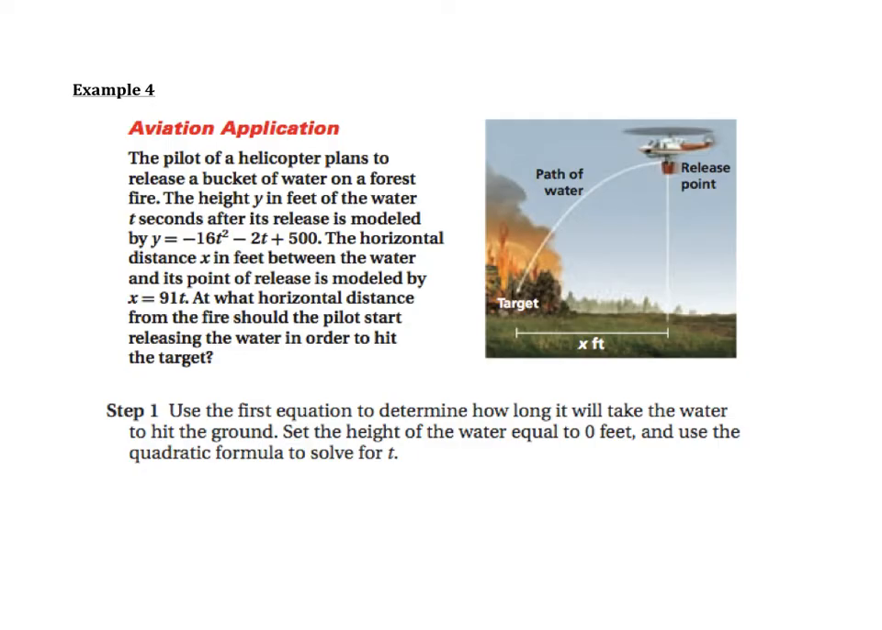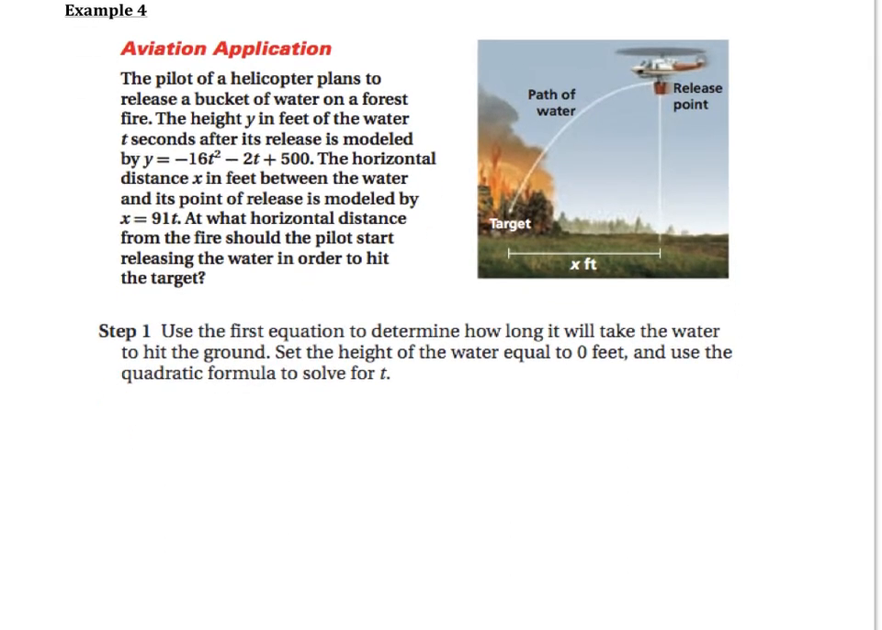Okay, now we're going to use an application for this. We have this function modeled by y equals negative 16t squared minus 2t plus 500. The horizontal distance x in feet between the water and its point of release is modeled by x equals 91t. At what horizontal distance from the fire should this pilot start releasing water? So the first thing you need to do is find the values of t. And then after we find the values of t, we're going to substitute that back into the x equation. So how do I solve for t? Well, set it equal to 0.